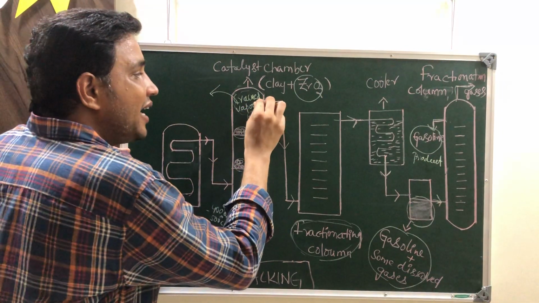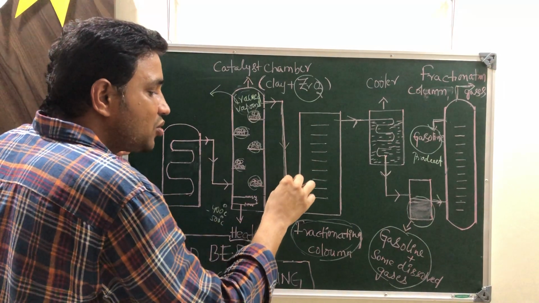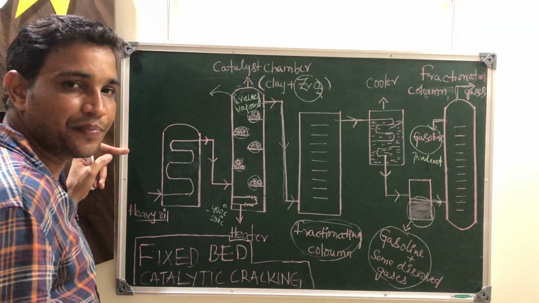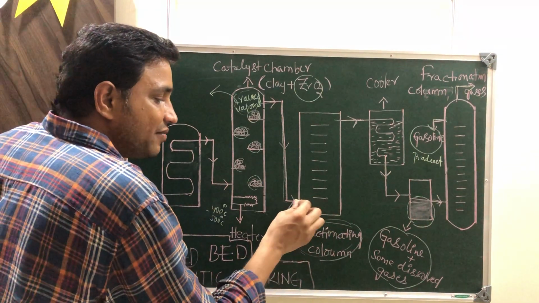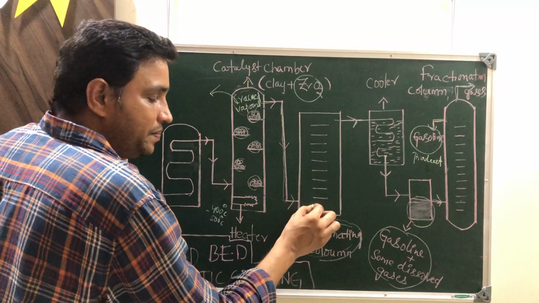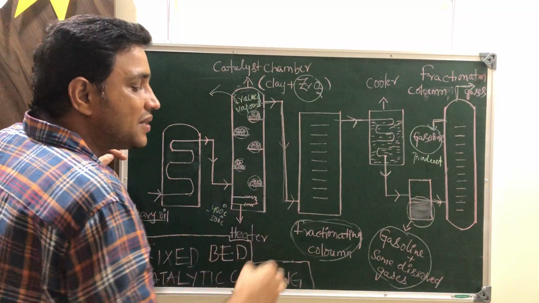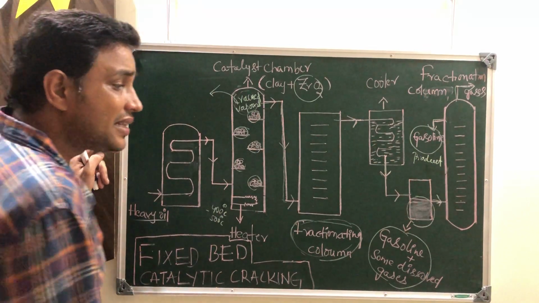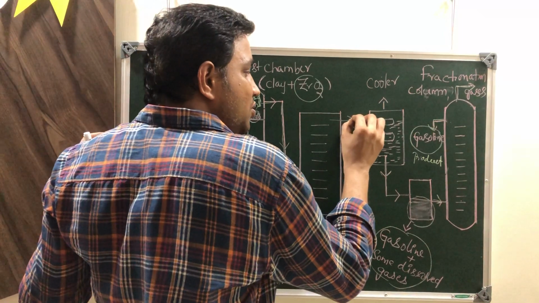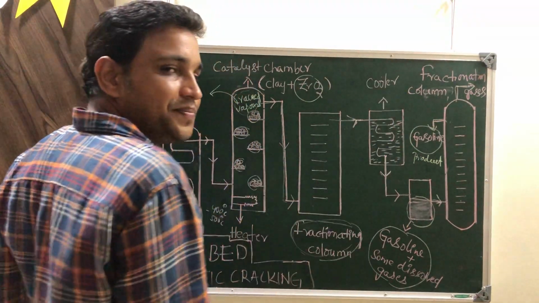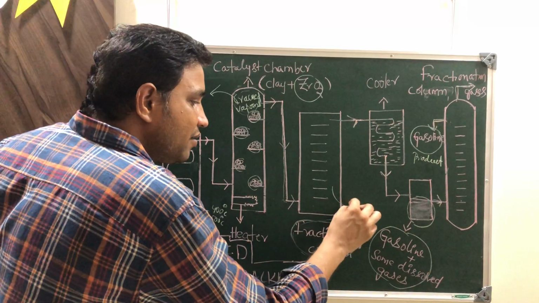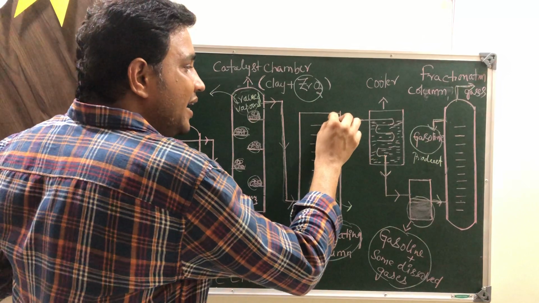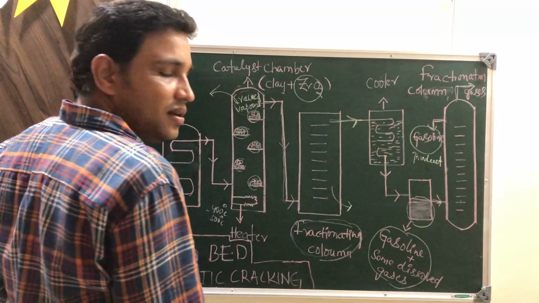Now the hot conditioned vapors are moved through this external tube and enter the fractional distillation column. When they enter the fractional distillation column, the cracked vapors will separate into different fractions. The different fractions then move towards the cooler. Some heavy vapors will settle down here. The gasoline-containing vapors will move through the cooler.